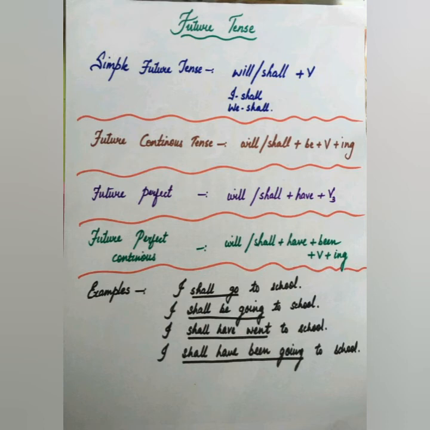Next you have future perfect. You have will or shall plus have plus V3. In present tense, has or have. In past tense compulsory had, and in future perfect you will always use have. No had, no has, only have. So what's the formula? Will or shall plus have plus V3 form of the verb.